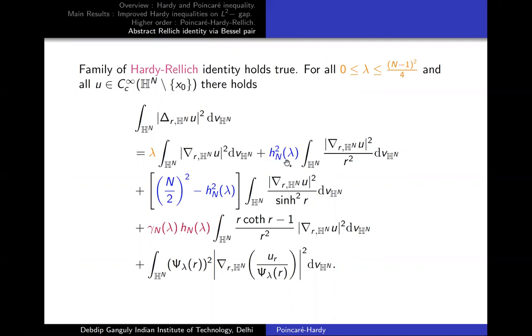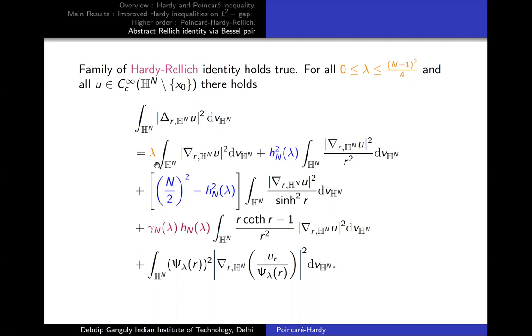Of course, what is Hn and what is this term, I will come to that. Gradient of u squared by r squared, gradient of u squared by sinh squared, a gamma n lambda, h n lambda plus this. This is an equality. Now here you can use the Hardy inequality on the gradient of u squared, and you obtain all the higher order ones, using it inductively in an iterative way. You can obtain this for lambda varying from 0 to (n minus 1) whole squared by 4.